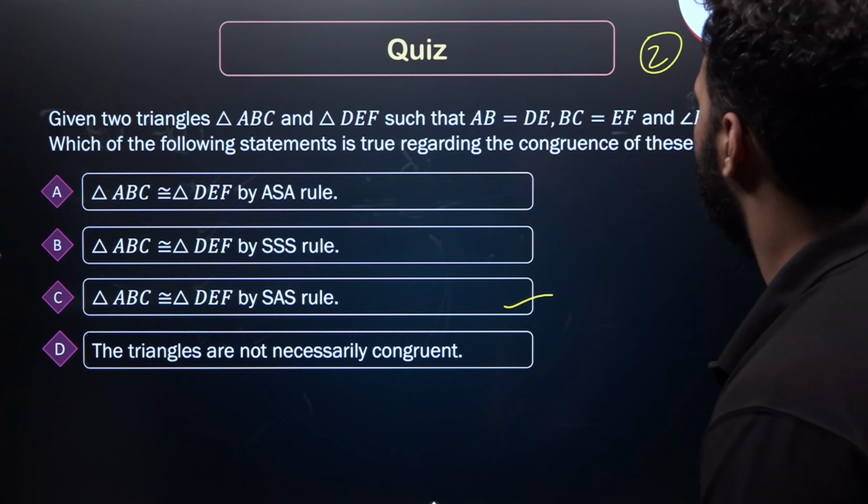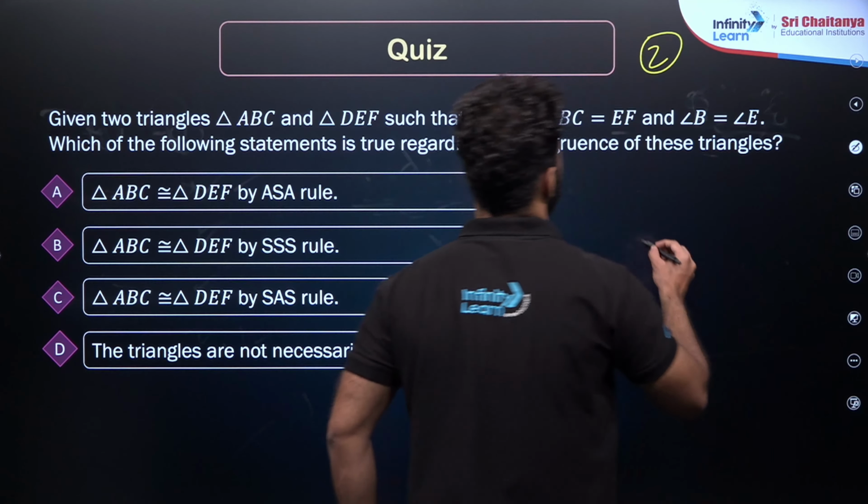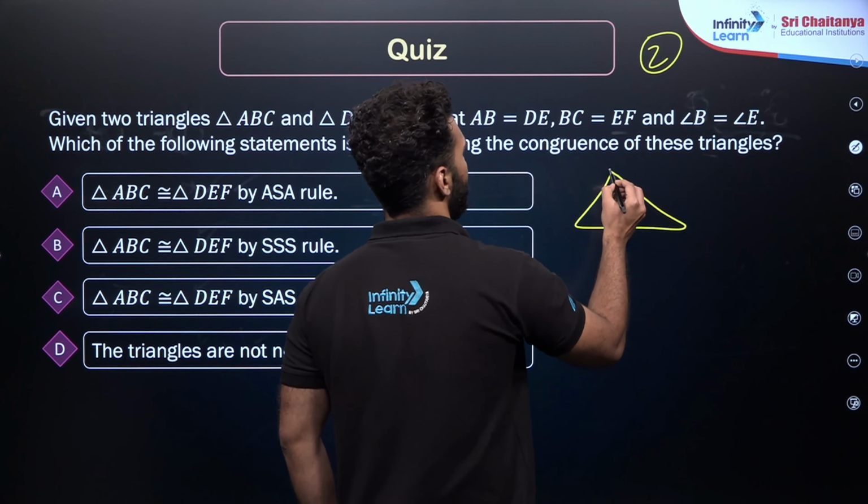Second. Yeah, sure. See guys, if I draw these two triangles, first let me know, are you from Nagaur?